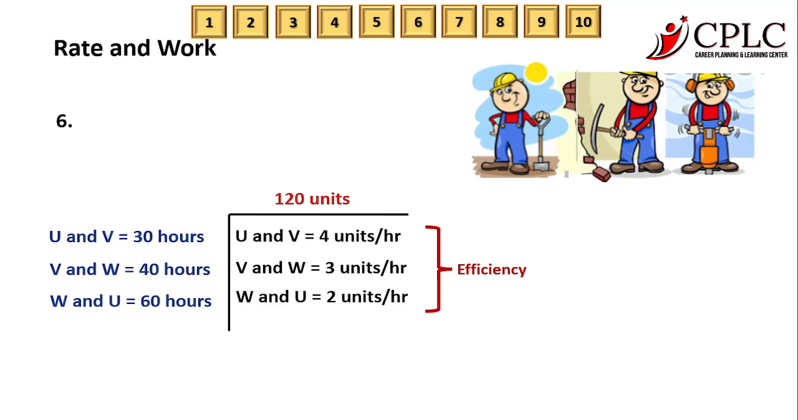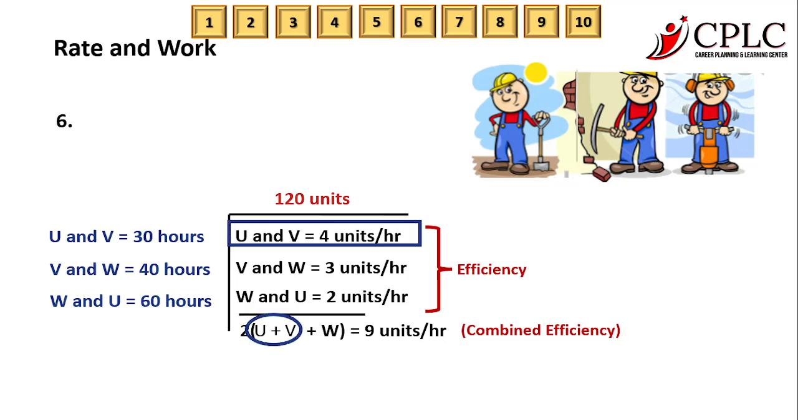But the easiest way to do that would be to simply add all the equations. If you add all three equations on both sides, on the left side you end up getting 2 times u plus 2 times v plus 2 times w. And on the right side, you end up getting 4 plus 3 plus 2, which is 9 basically. Now here, if you remember, we are supposed to find out W alone's efficiency. So U and V's efficiency we know already, which is 4 units. All we have to do is substitute that, solve this equation, and you get W alone's efficiency.